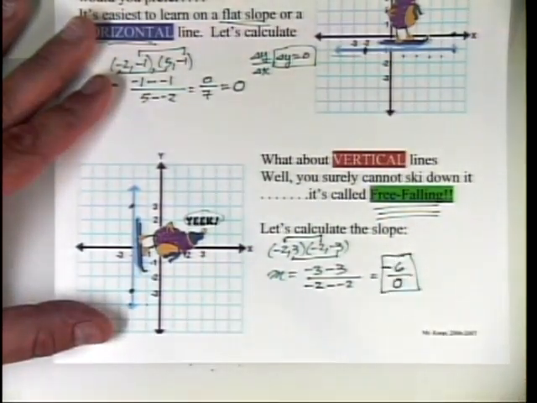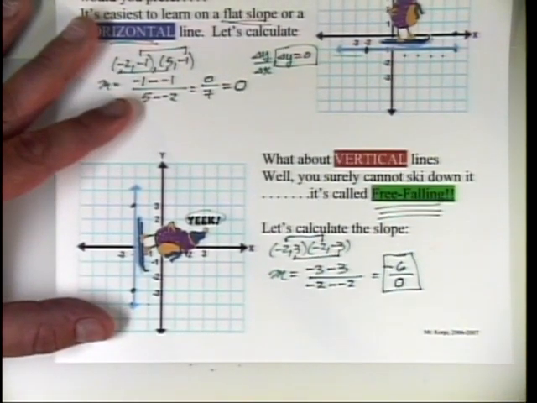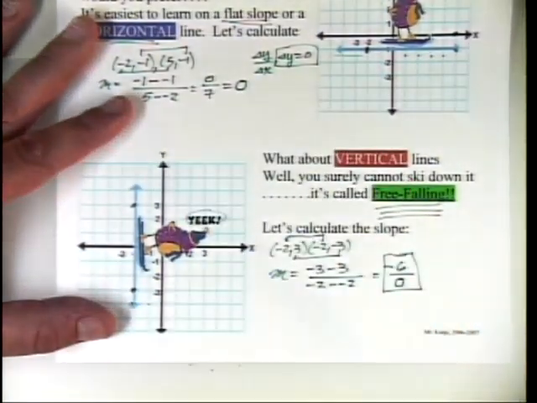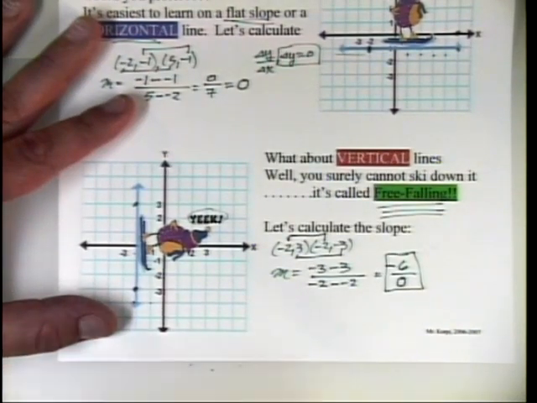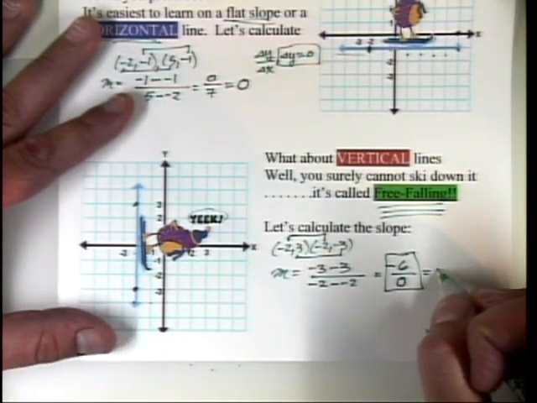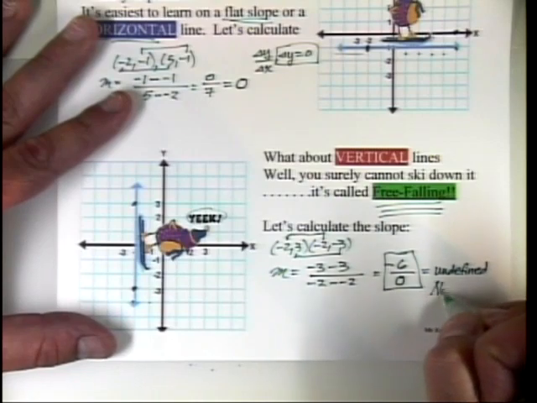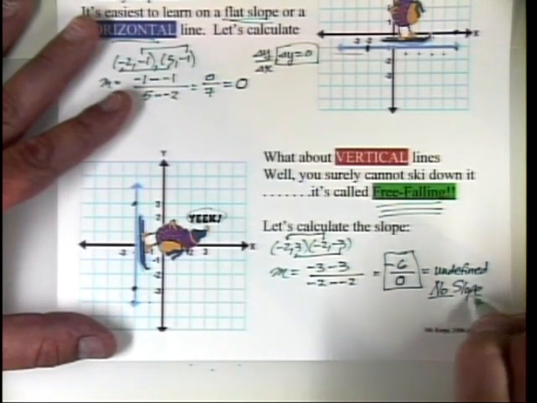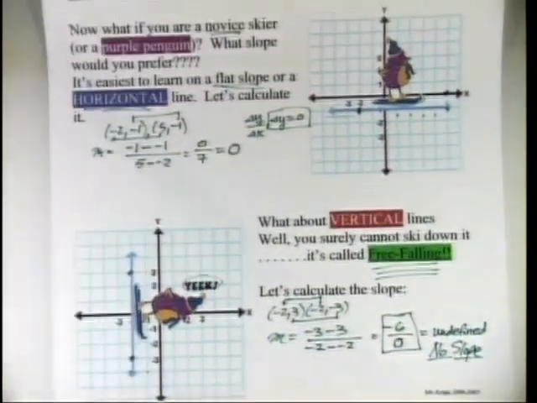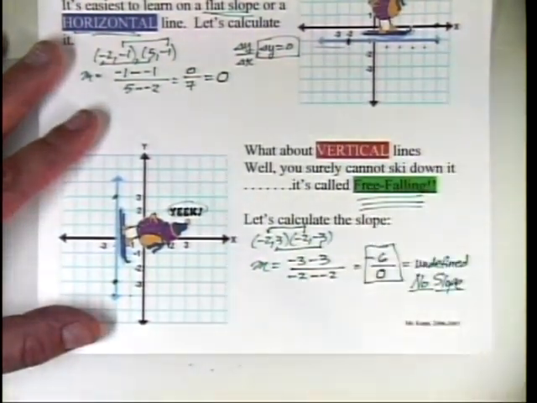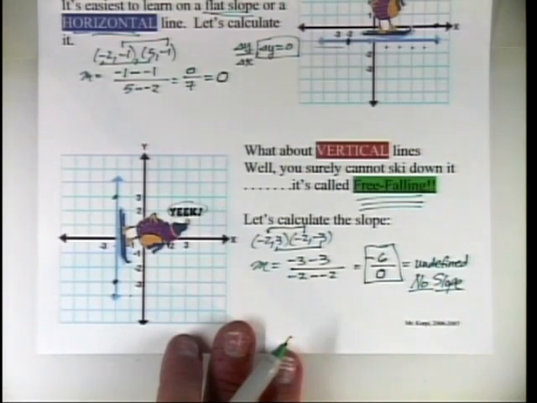That, my friends, is pretty dangerous. You cannot divide by 0. Bad things happen when you divide by 0. Okay, just like skiing down a vertical line, bad things can happen. This, we say, is undefined. Or there is no slope. No slope at all. It doesn't even exist. You can't ski down it. Okay, so we got to be very careful. 0 in the numerator divided by non-zero is 0. But 0 in the denominator is pretty bad.